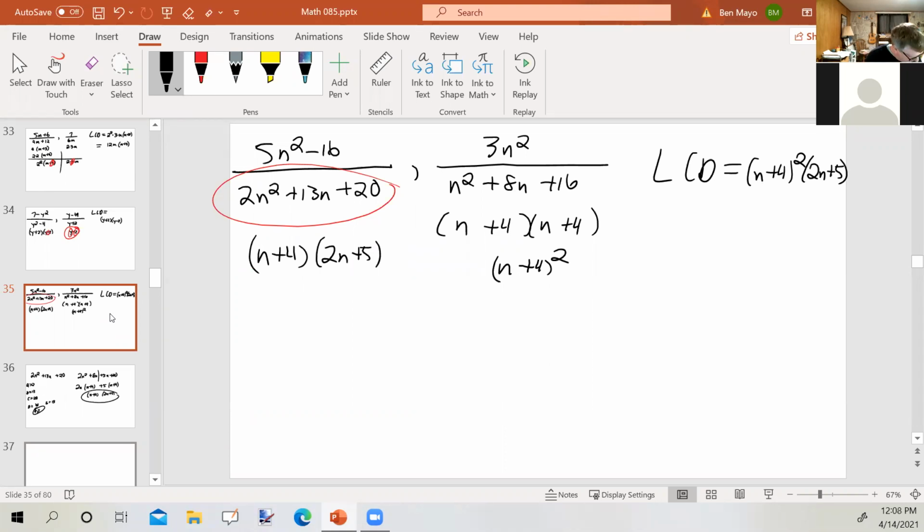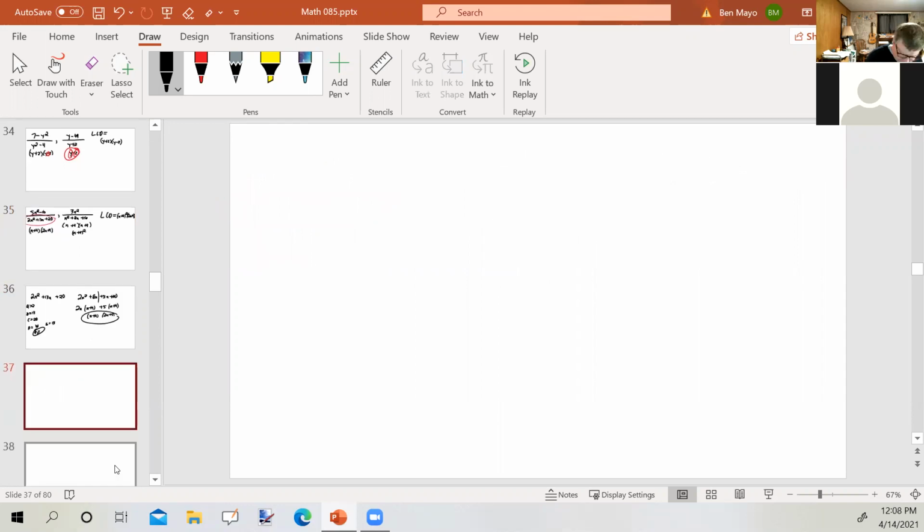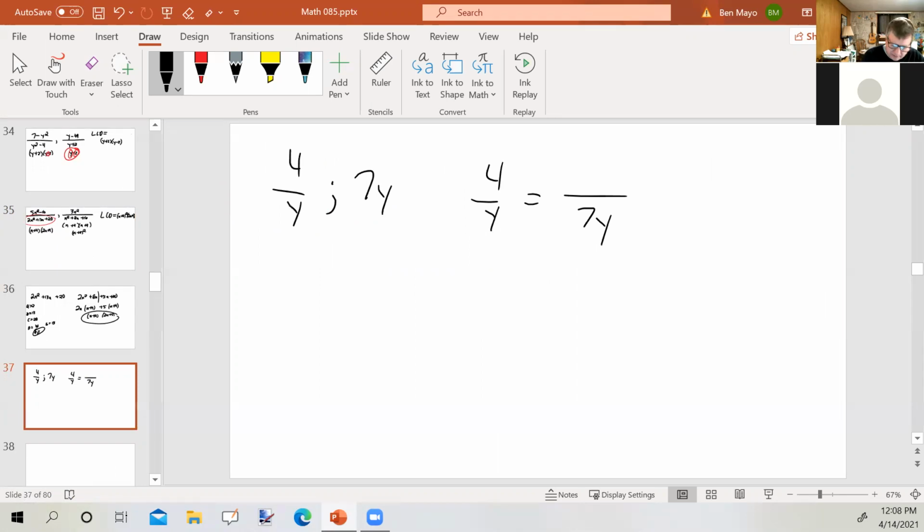All right. New kind of problem. It says build each rational expression into an equivalent expression with a given denominator. This is the way it's written in the book, but I want to lay it out a little differently that maybe will make it clearer. 4 over y equals what over 7y? In other words, take this and write a new fraction with that denominator. Okay?